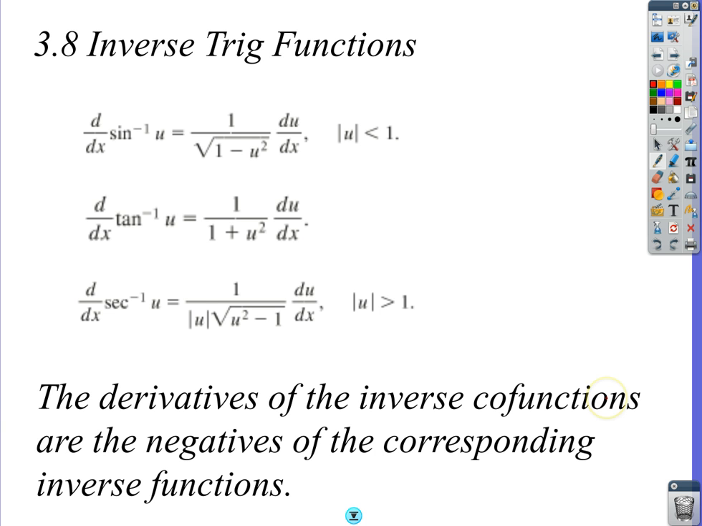All right, so the derivatives of the inverse cofunctions, that's the other part you need to know. For instance, cosine, cotangent, cosecant, they're the exact same things, but negative. Okay? Next.